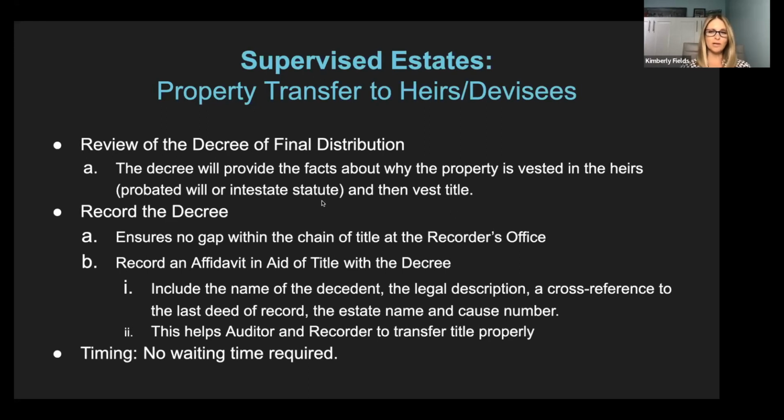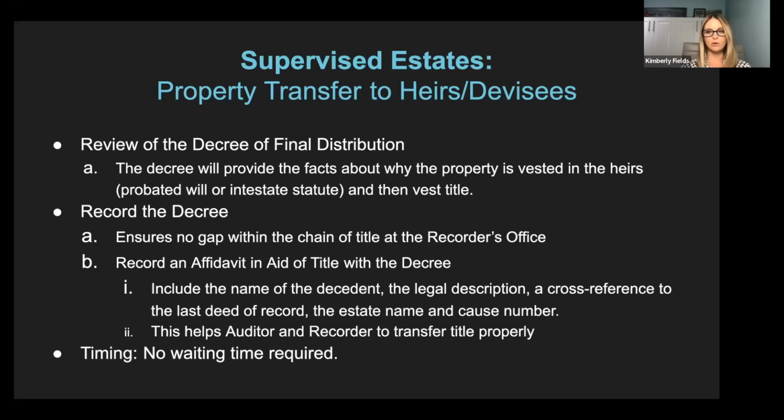Now, we do want to record that decree because we want everyone to know why, in fact, the title and the vesting changed. We also want to ensure there's no gap within the chain of title at the recorder's office. So make sure that everyone's interest has been accounted for, the same as you would on any transaction. And I always recommend, and I believe it's a best practice, to always do the affidavit of heirship and title with the decree, because that really explains what happened and why we are moving forward with the heirs or the devisees.